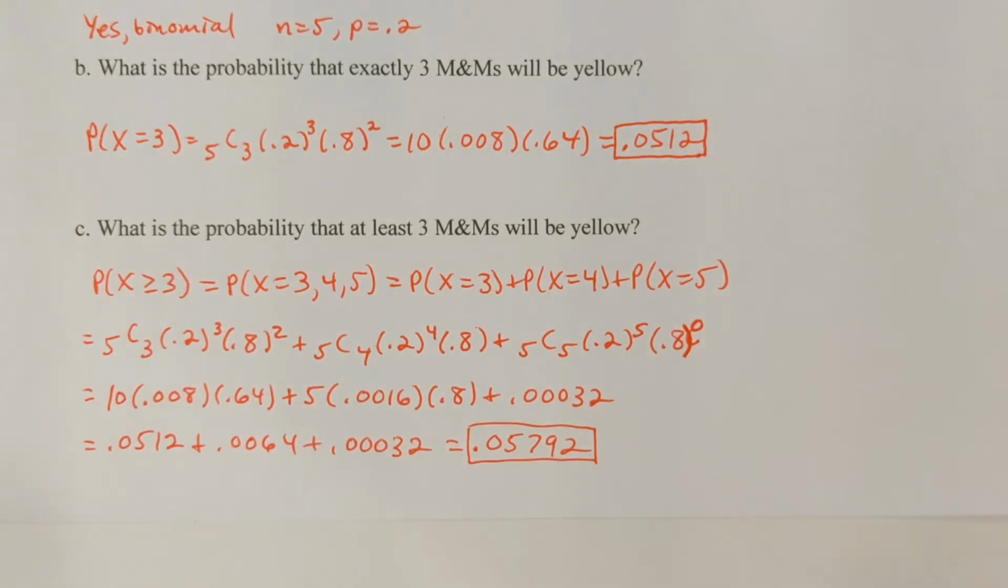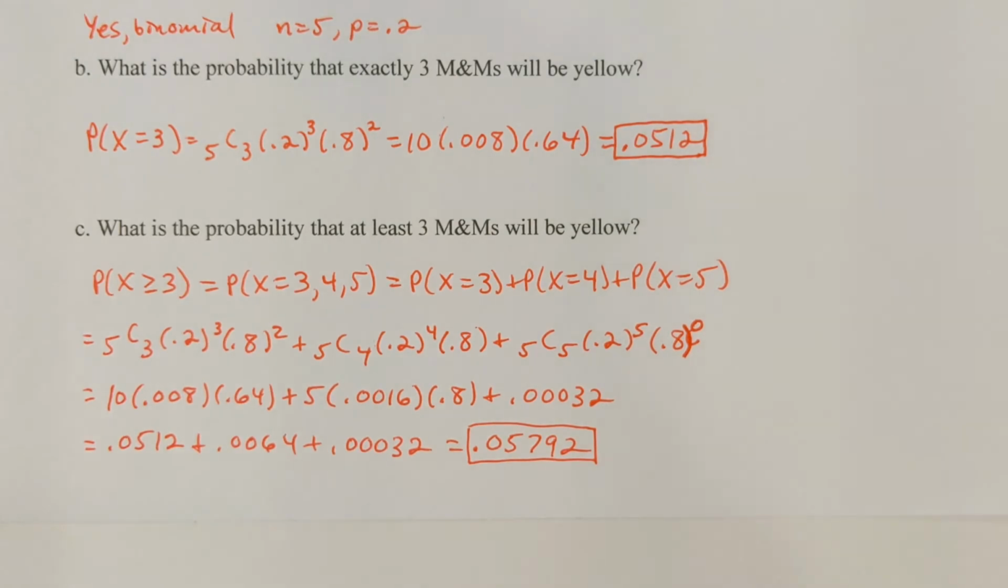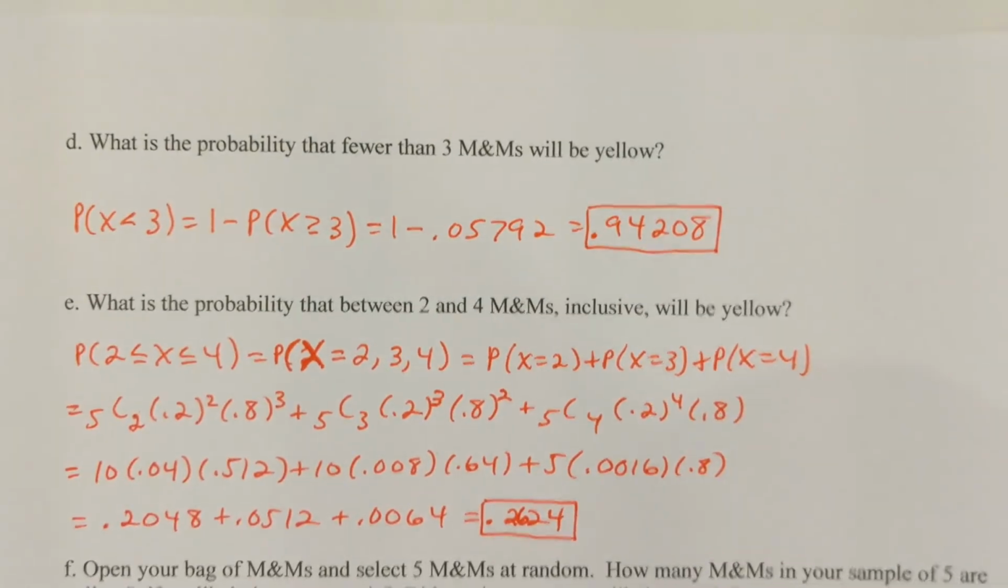So then I multiply these 3 probabilities together, and it looks like there's a 5.792% chance that you'd get at least 3 M&Ms that are yellow in a selection of 5. That seems pretty unlikely to happen with that being such a low probability. Okay, and let's go to the next page here.